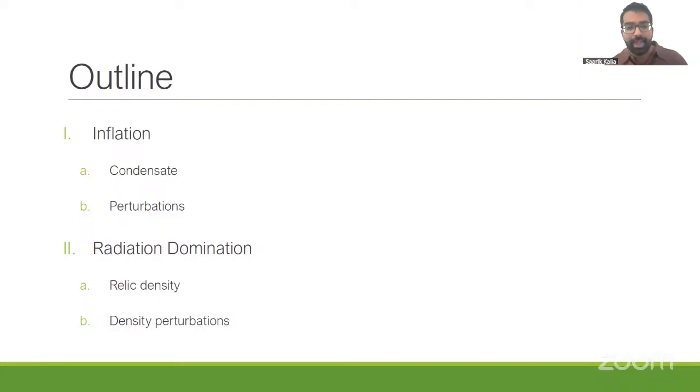And then finally, if I have time left over, I'll say a few words about what happens to the density perturbations as radiation domination goes on. They acquire an order 1 factor, so it's not a big change, but it's good to understand. And of course, I'm more than happy to answer any questions if people are interested. Please just feel free to chime in during the talk.